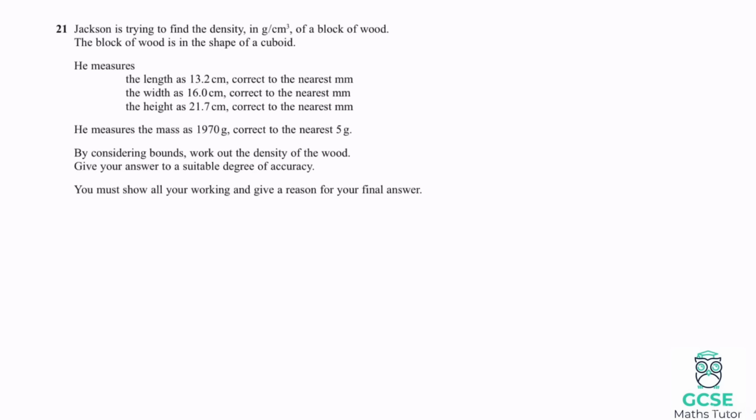It says he measures the mass as 1,970, correct to the nearest 5, and then by considering bounds, work out the density of the wood to a suitable degree of accuracy. Now the first thing to note here is obviously density equals mass over volume.